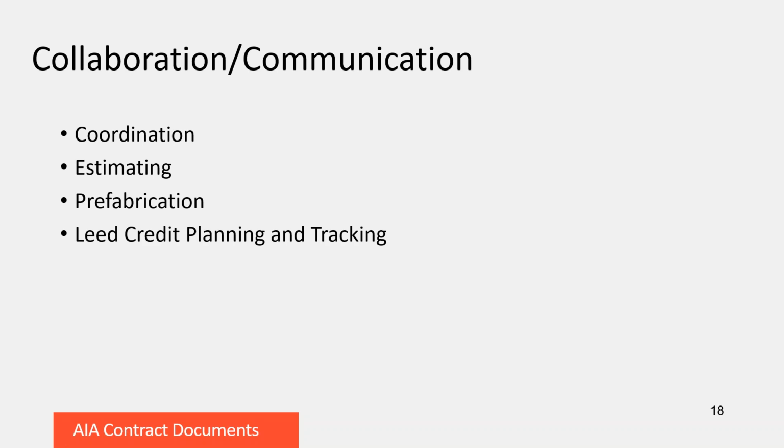LEED credit planning and tracking. It's somewhat akin to estimating. There's a number of the LEED credits that are based on aspects of materials, and you can monitor whether you're getting that credit or not. You can monitor that through the design process and on into the construction process, as long as the model, again, is reliable.